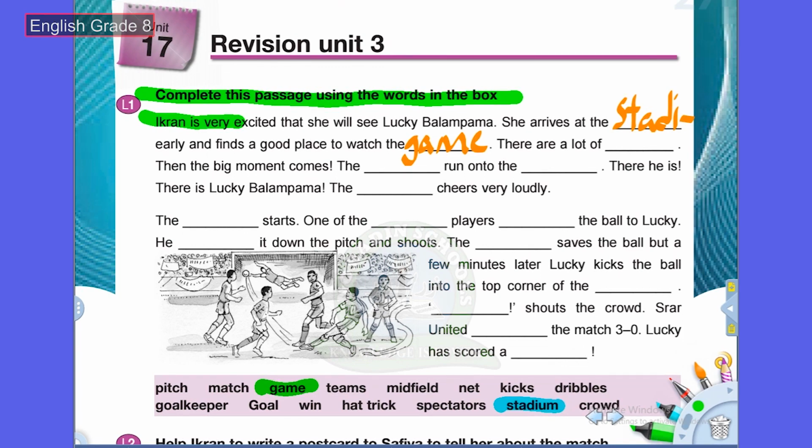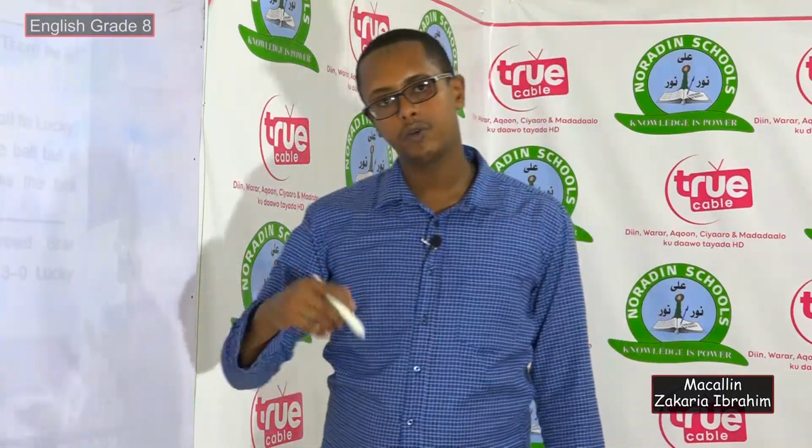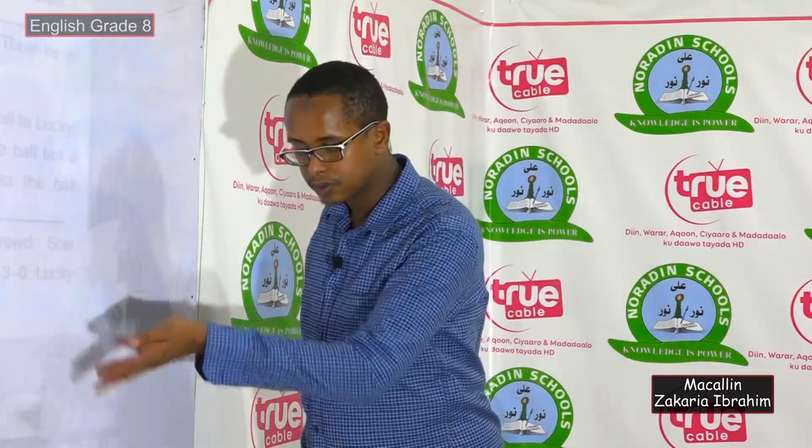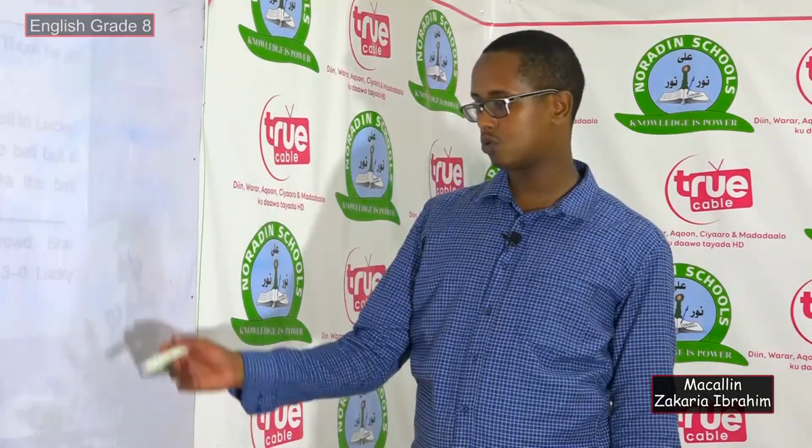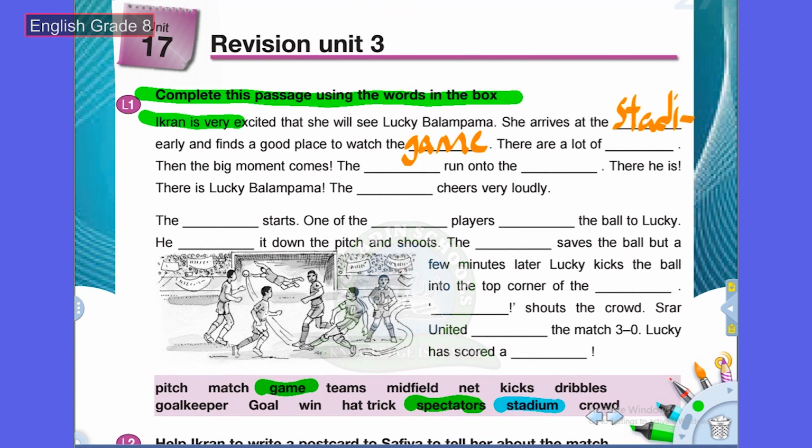Okay, let's keep reading. There are a lot of... Get back to the words in the box below. The word is spectators, which we have learned before, so there is no need to tell what each word in the box means. The students know the words. The word that goes here is spectators. There are a lot of spectators.